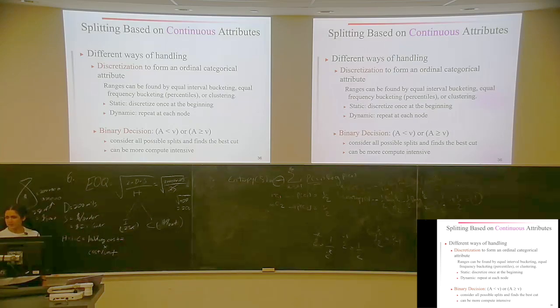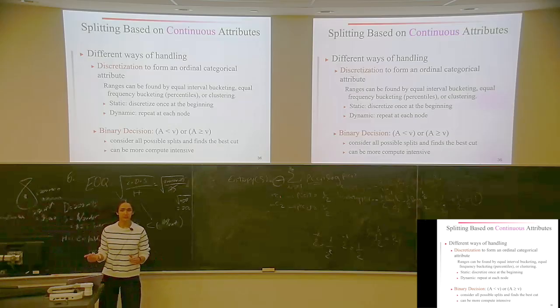In this case, you choose a threshold, for example 80K, 100K. And then you have, for example, income less than that number or greater than. So this considers all possible splits. It tries many thresholds to choose the best one. And so it is the most accurate one, but also the most expensive one.